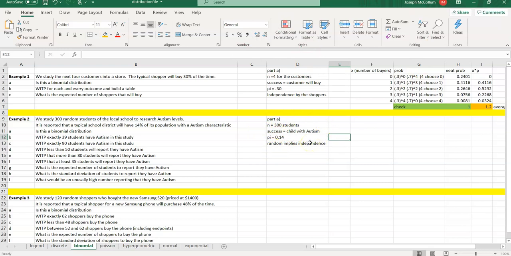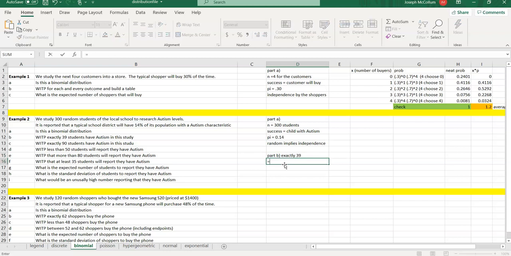No issues. Awesome. So then for the rest of these, I'm going to go straight to the quick tricks. I can utilize the neat probabilities and the rules. What do I mean by that? Well, let's look at part B. Exactly 39.